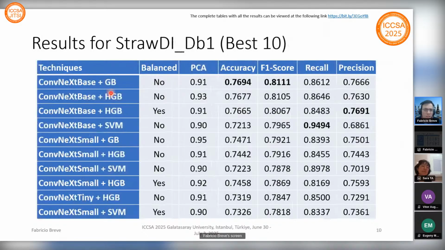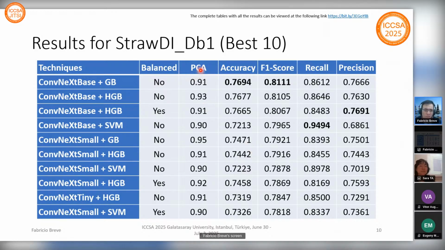And for the larger data set, there are different results here. In this case, the ConvNext family dominated. Even though the larger models of ConvNext were not applied to this larger data set due to those memory constraints, still ConvNext got the best results, together with gradient boosting for accuracy and for F1 score, with support vector machines for recall, and the histogram-based gradient boosting for precision.